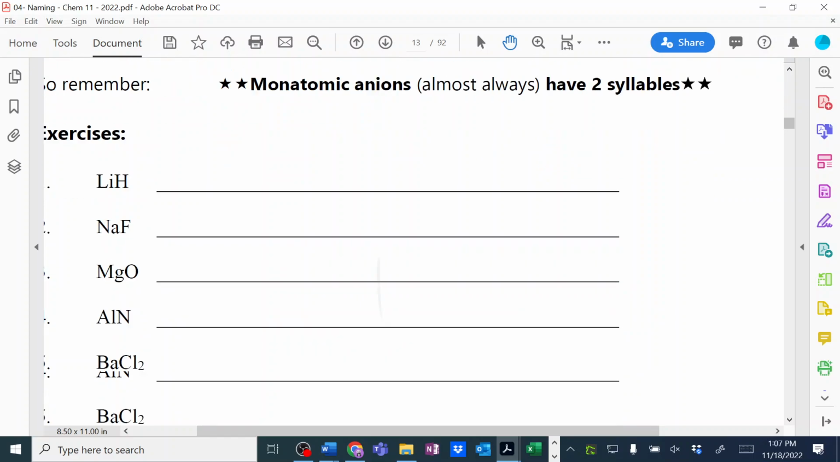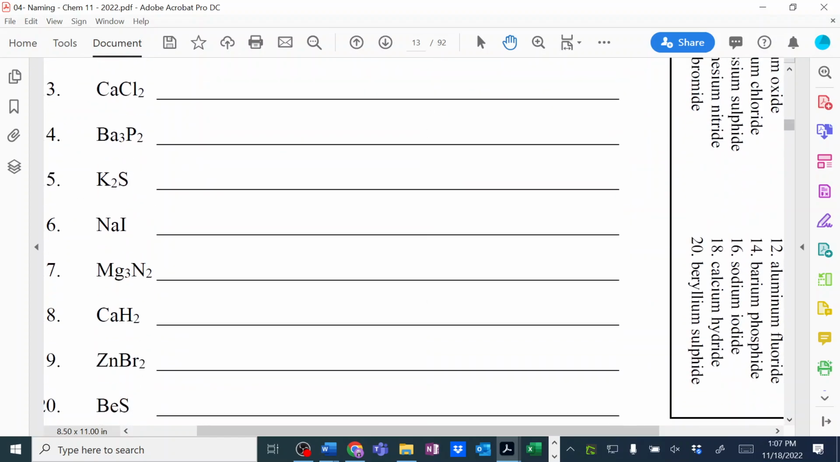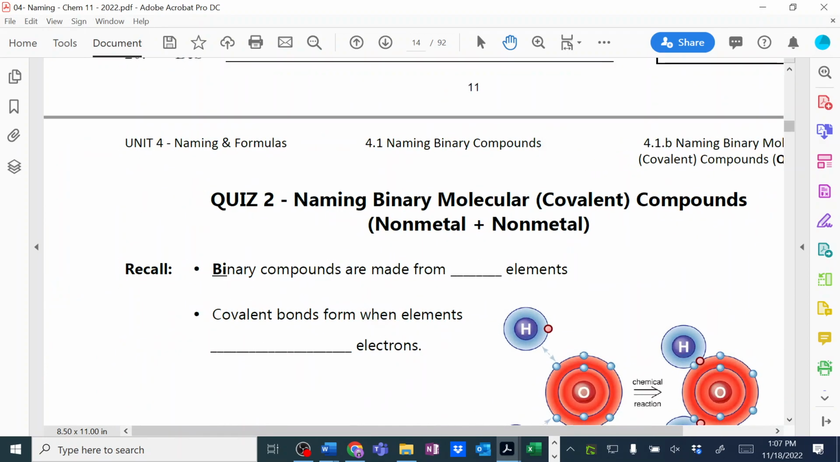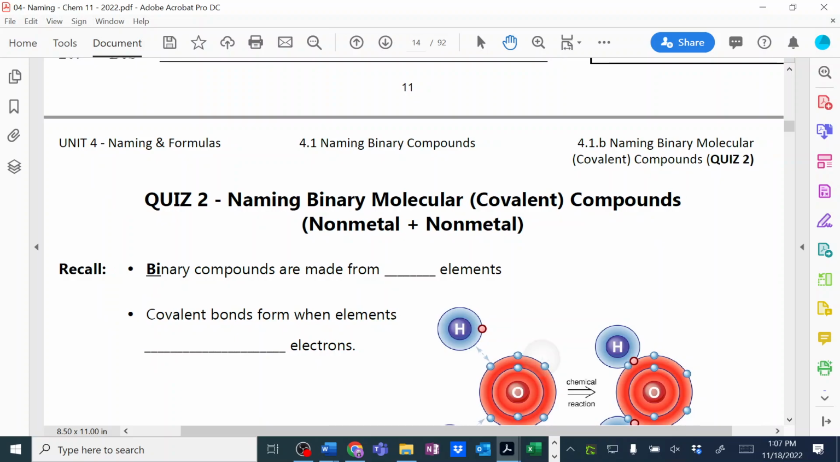But before we do that, I'm actually going to show you the second one as well, because these are binary. This is for quiz number 2. These are binary covalent compounds. So this is on page 12.